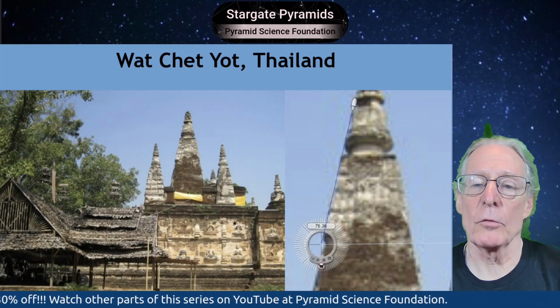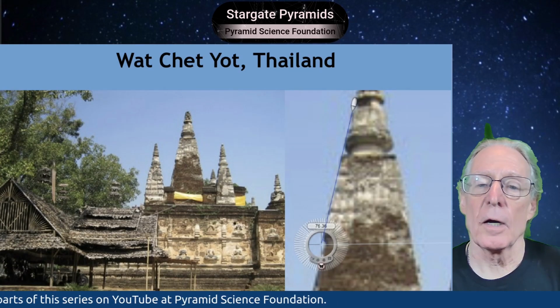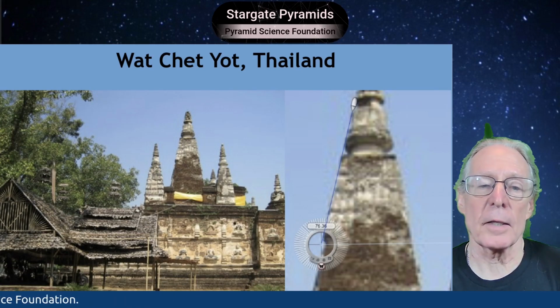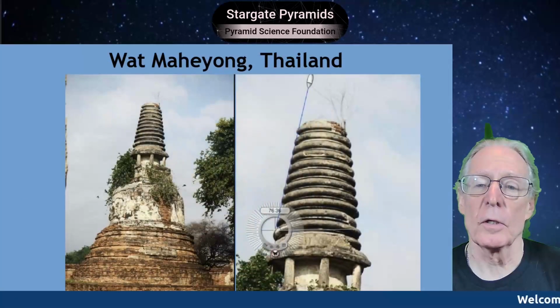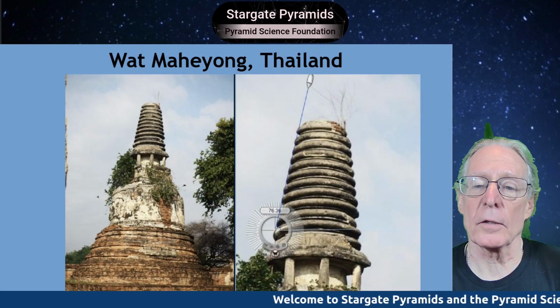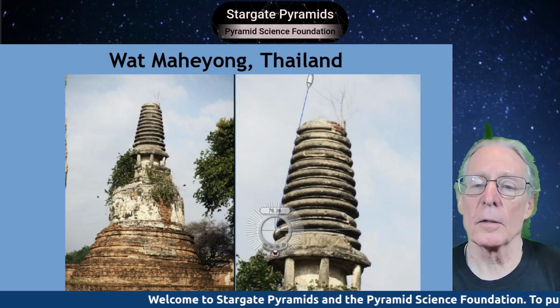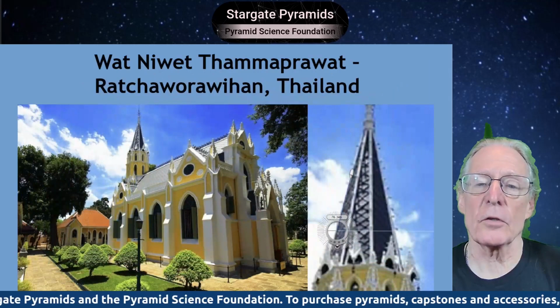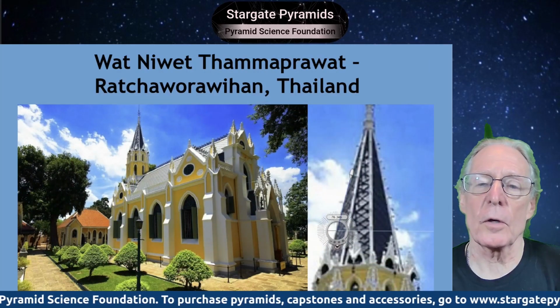And now we're moving on into Thailand. Here we see the Wat Chet Yat in Thailand, has this geometry. Here's Wat Mahayang in Thailand, has it as well. Again, the same characteristic 76-345 top piece.